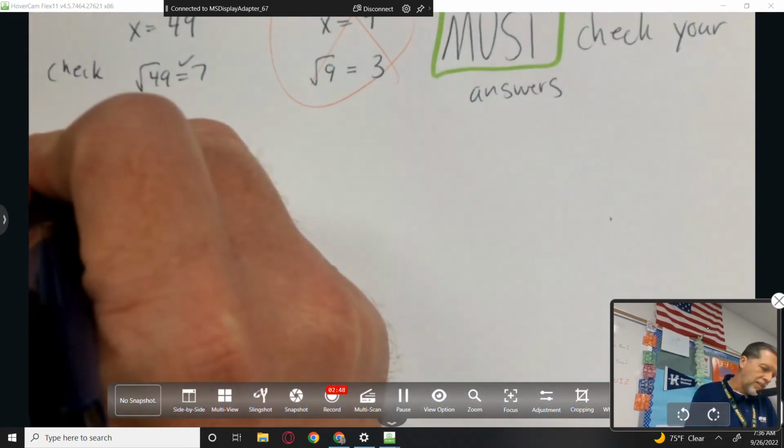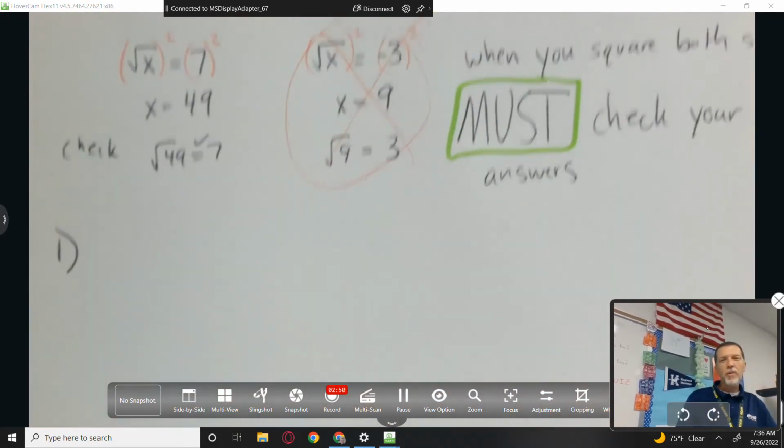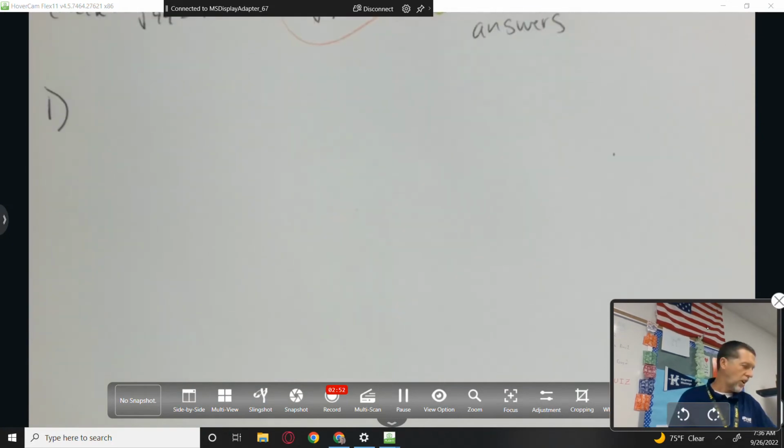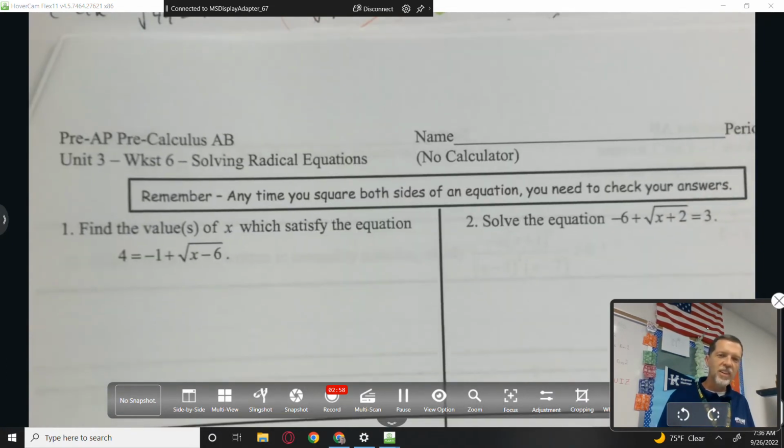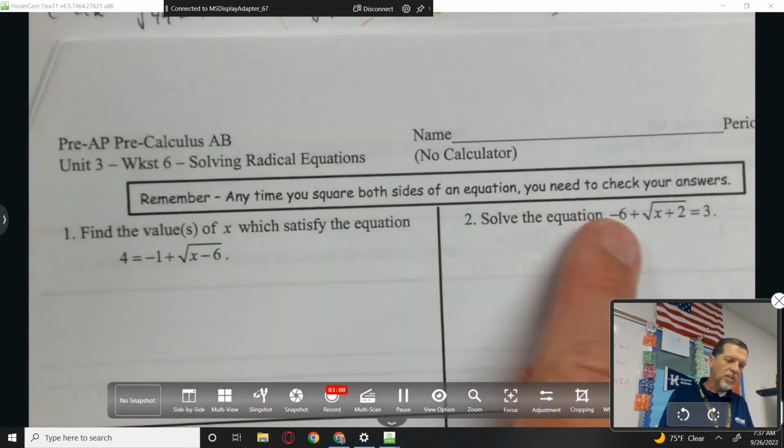That's kind of the only thing you have to remember for today. Don't forget to check your answers. It says it on the worksheet today. I don't remember if it says it on the test. Anytime you square both sides, you need to check your answers.